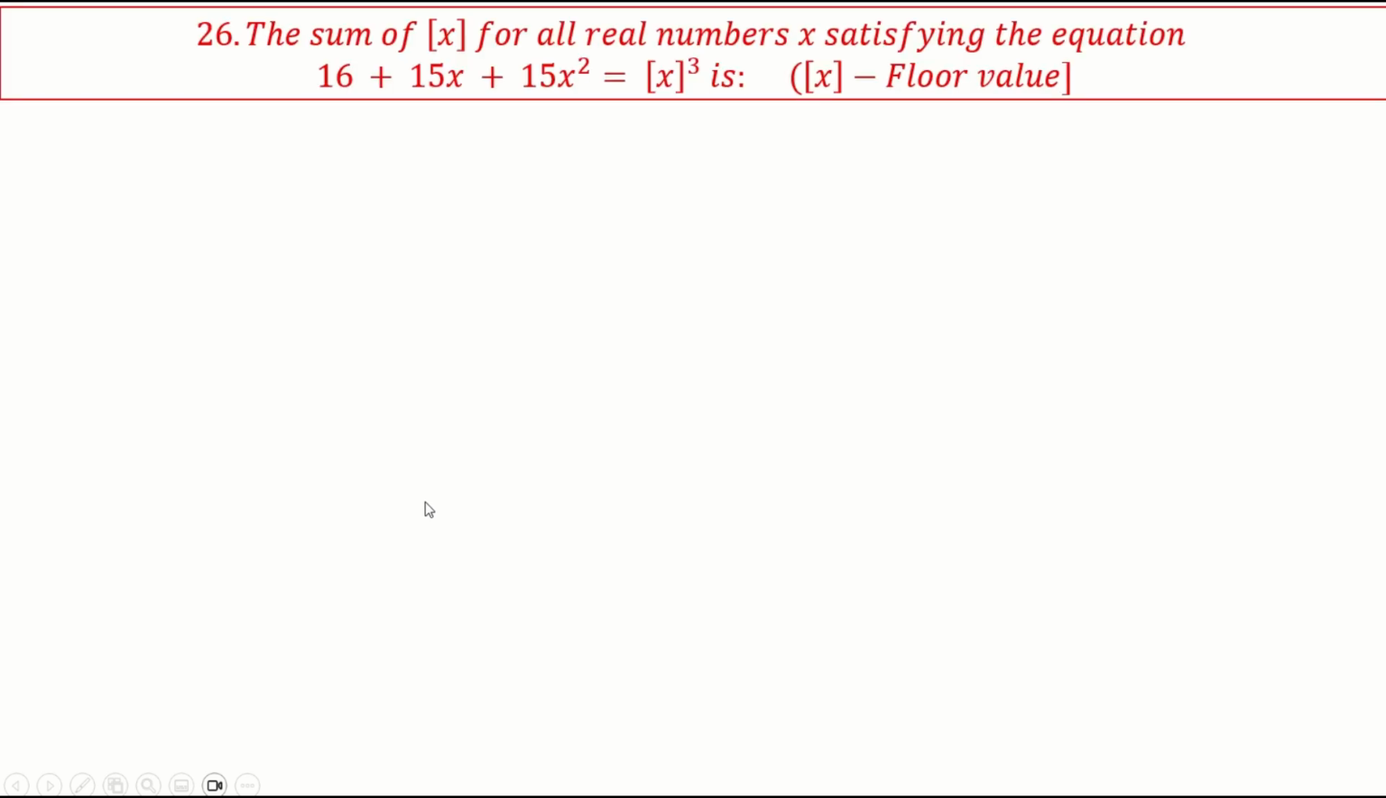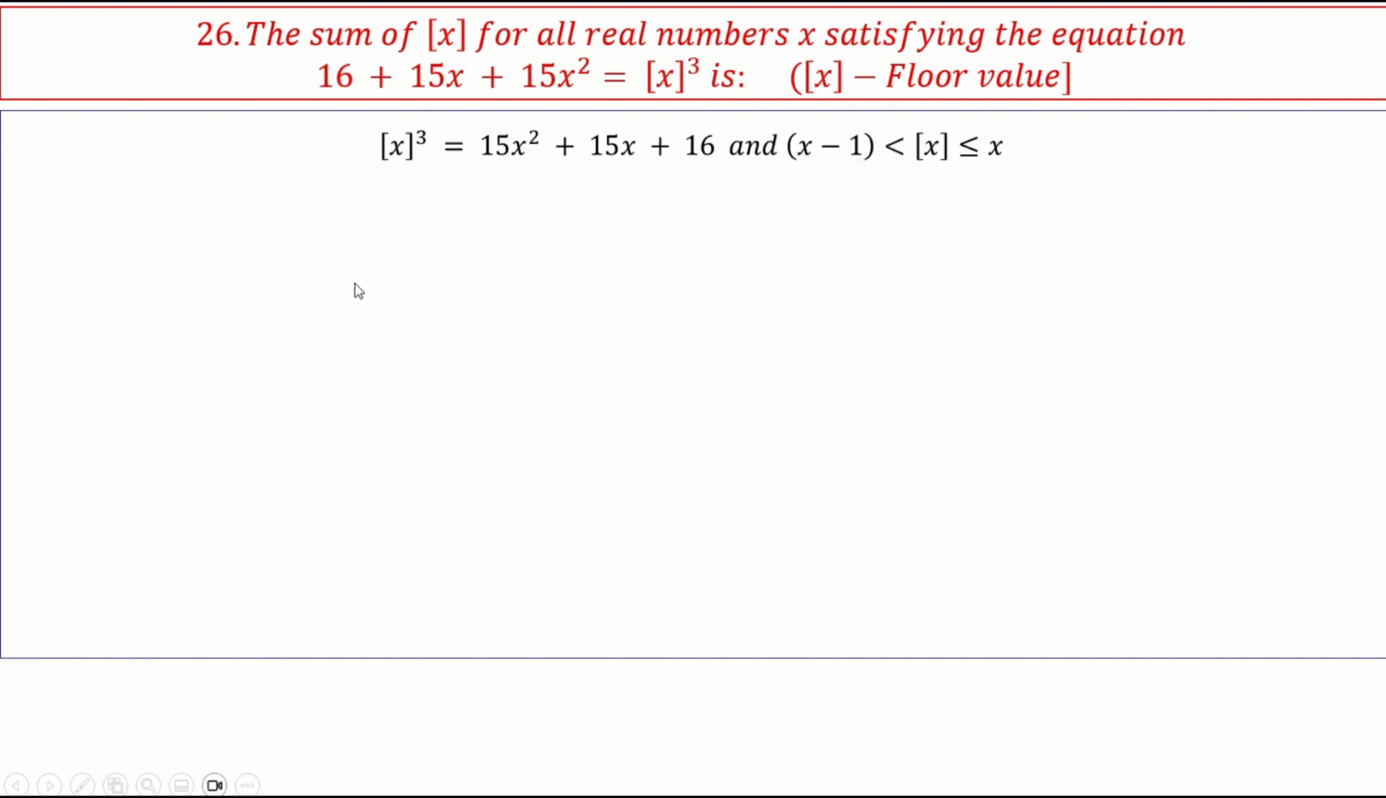26th problem. The sum of floor of x for all real numbers x satisfying the equation 16 plus 15x plus 15x square equal to floor of x cube. Here this is the floor of x value, which means if you take 5.1, floor of 5.1 is 5. Floor of 5.9 is also 5. You will take the floor value, the integral value. So we need to find the sum of all possible floor x values for all real numbers x satisfying this equation.